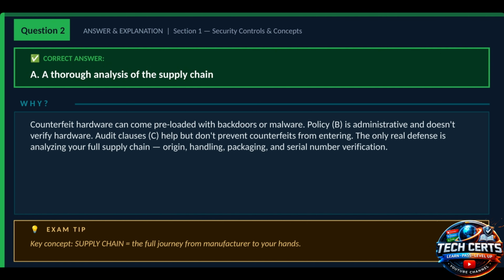Think about it. If someone slips a fake router into your order, it could come preloaded with backdoors or just fail unpredictably. A legally enforceable acquisition policy is administrative and doesn't verify the actual hardware. A right to audit clause lets you audit but doesn't prevent counterfeits from entering. The only real defense is analyzing your full supply chain: where the hardware is coming from, who handles it, is the packaging sealed, are serial numbers verified. Remember, supply chain means the full journey from manufacturer to your hands.